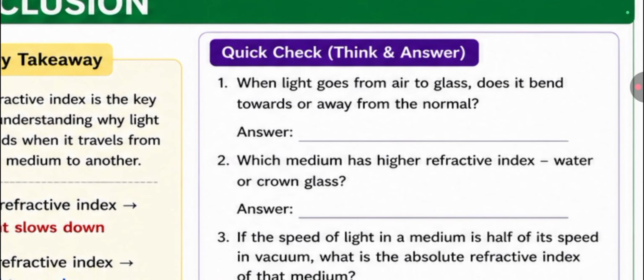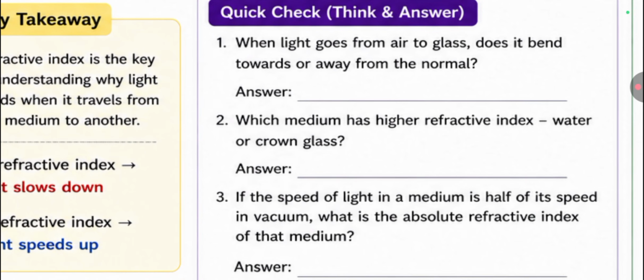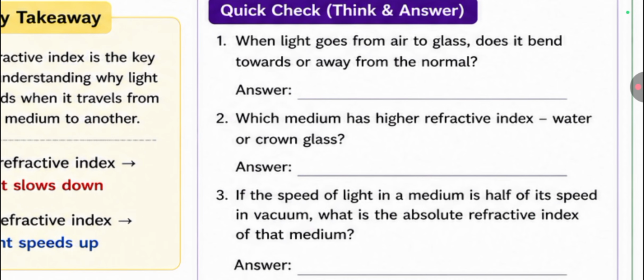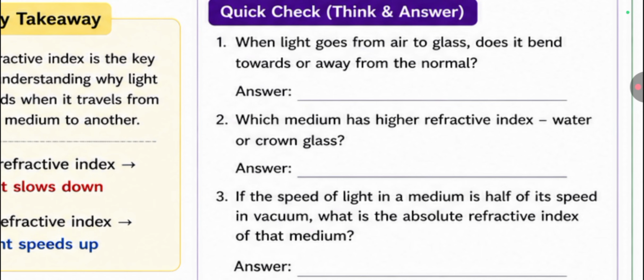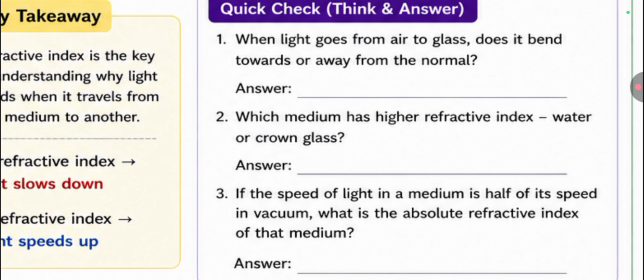Which medium has higher refractive index, water or crown glass? Comparing the two refractive indexes, the water refractive index is less than the crown glass refractive index. The crown glass is the denser medium, and the optically denser medium has a higher refractive index. So the answer is crown glass.